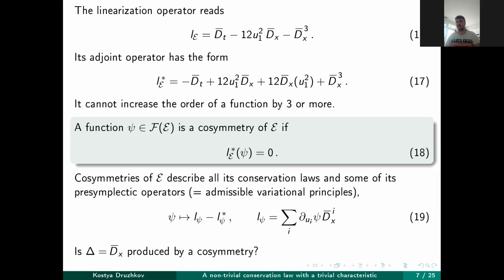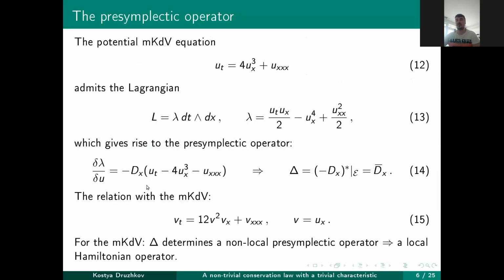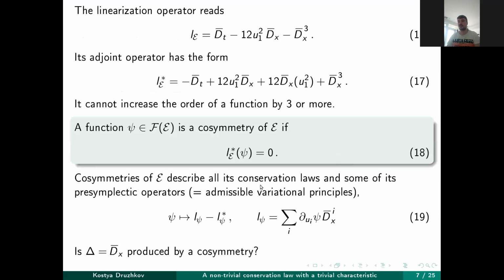It coincides with the corresponding formula for jets, actually, because evolution equations are jets in disguise plus a vector field and an additional independent variable, which can be considered a parameter in this sense. Well, cosymmetries of epsilon describe all its conservation laws and some of its presymplectic operators. And as we see here, presymplectic operators are the same things as variational principles. Or maybe not as we see here, but it's true for systems of evolution equations. Presymplectic operators are literally the same things as admissible variational principles.